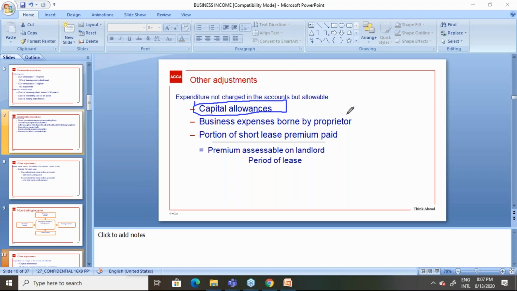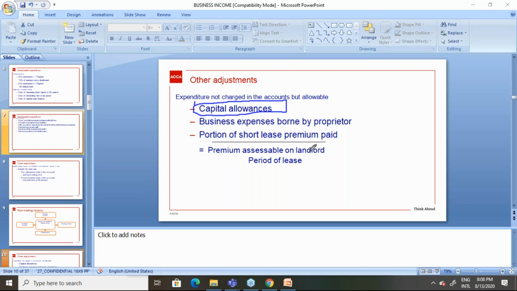Then, if the proprietor, if the owner of the business has incurred expenditure on his own for the purpose of business, you should be able to claim them as allowable expenditure. If the owner has paid the electricity bill of the business from his own money, not from the money in the business, but from his own pocket, if he has settled the electricity bill or the rent of the business premises, then those are allowable expenditure.